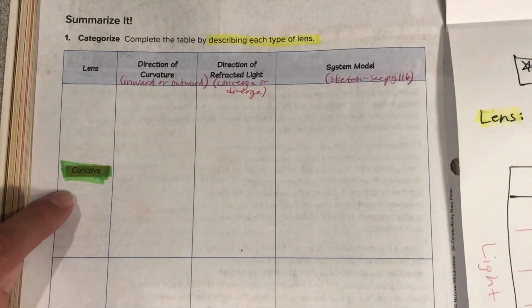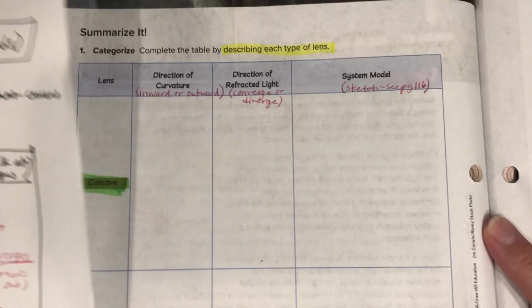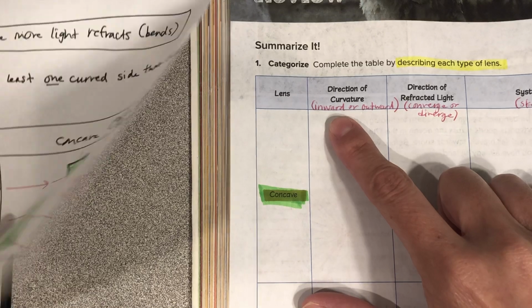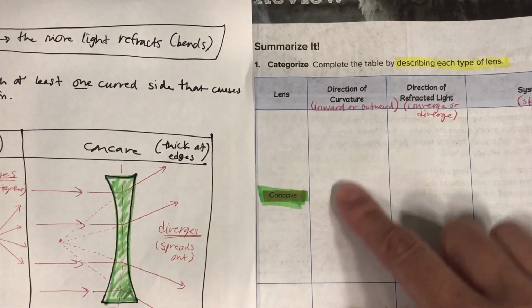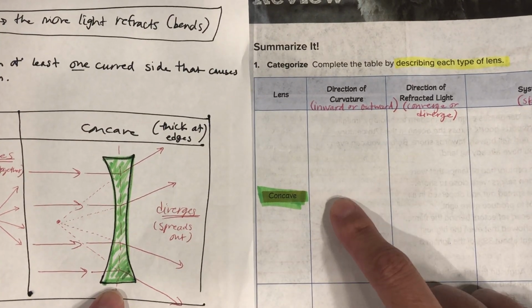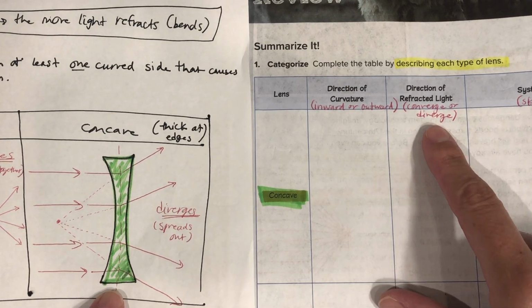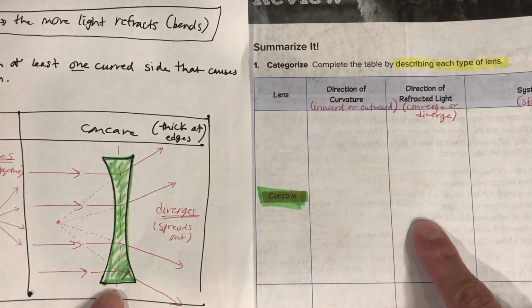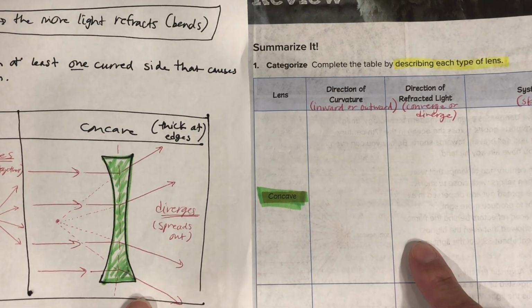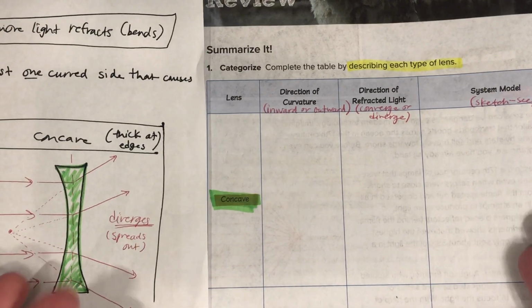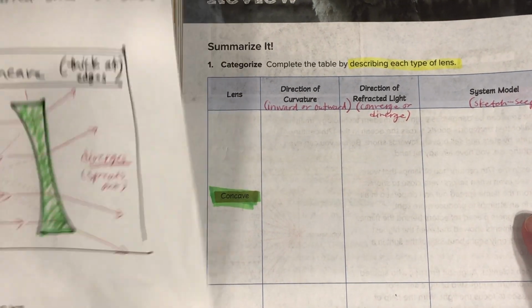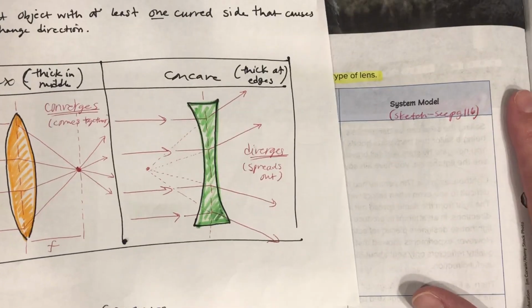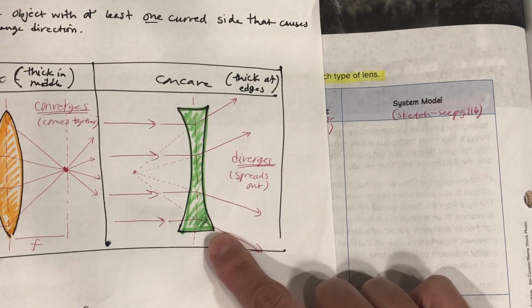The first one we're going to talk about is the concave lens. Does this lens curve inward or curve outward? Go ahead and write that down. Does the direction of the refracted light converge and come together, or diverge and spread out? What do you think? Write it down. And for your model, just copy this same picture. It's a great picture. It's on page 116, the same picture that I drew right here.